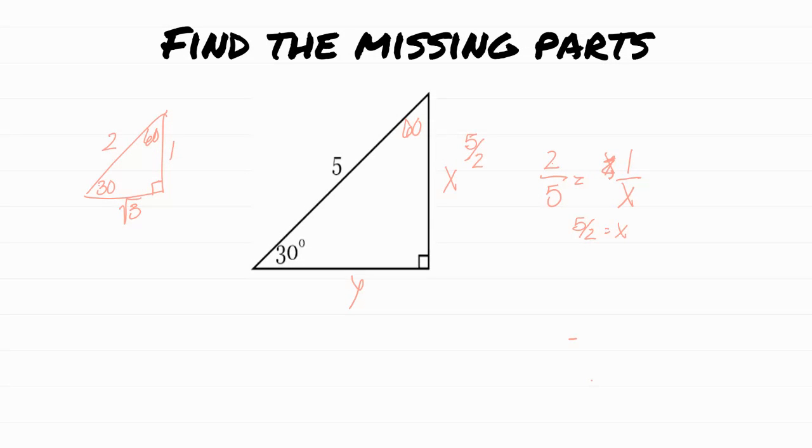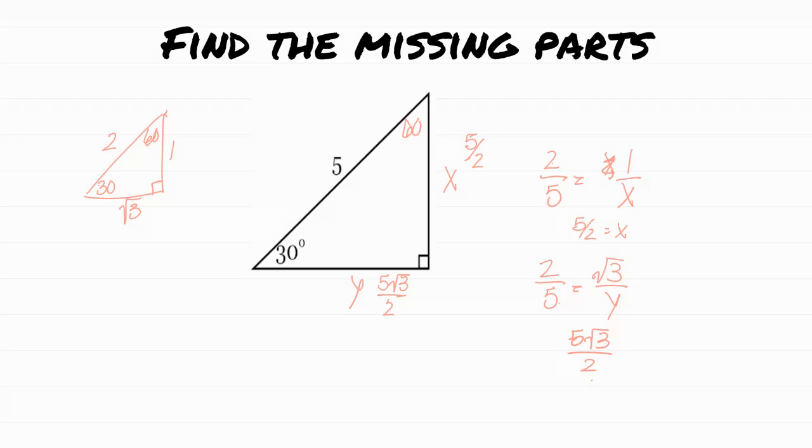Then we're going to do the same thing with y. We're going to set up a proportion. So 2 over 5 this time is going to be equal to square root of 3 over y, and we're going to cross multiply. 5 square root of 3 divided by 2 is simply 5 square root of 3 over 2. And that's the length of this side.